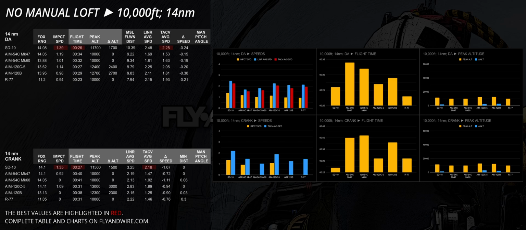Although the AIM-54C Mark 60 and the AIM-120B did not connect, they arrived very close to the target, within circa 0.05 nautical miles, basically 100 meters from the target. A little difference in the firing parameters, and they would have been capable of hitting their designated target.